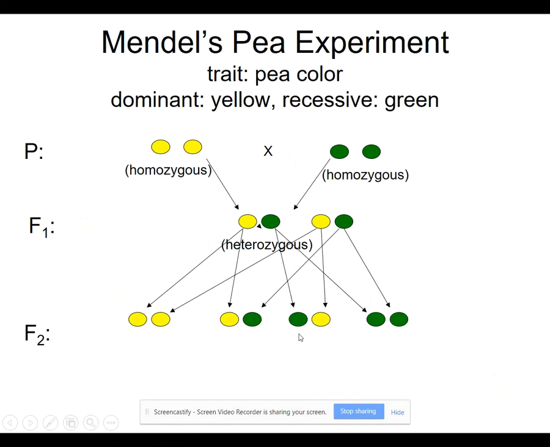This could result as well, which is also heterozygous. And this plant would make yellow peas as well because the dominant allele is present. Or each parent could pass a recessive allele. And this individual pea plant would have green peas. So that's 1 out of 4 possibilities, or 25%. And that kind of explains what Mendel found there.